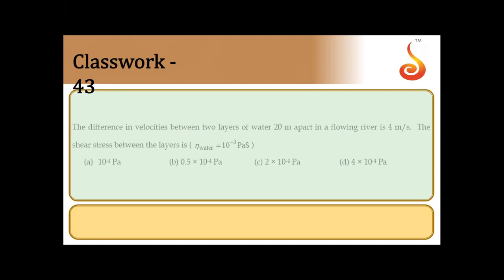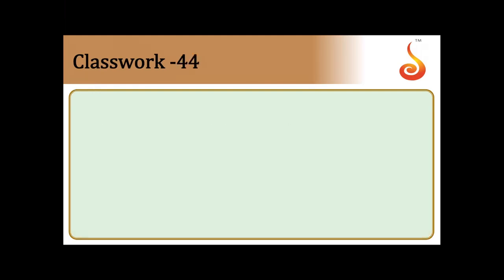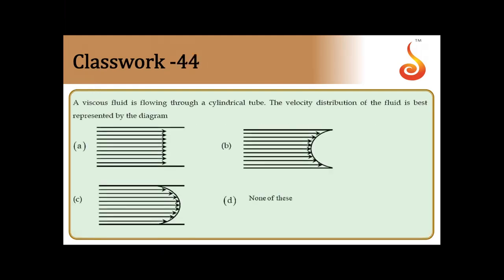Yes, we shall move on to next one. A viscous fluid is flowing through a cylindrical tube. The velocity distribution of the fluid is best represented by the diagram. See, when there is a tube, the top and bottom surfaces are rigid surfaces. The layer of liquid which is in contact with that will be at rest. So as you move away from that, velocity goes on increasing.